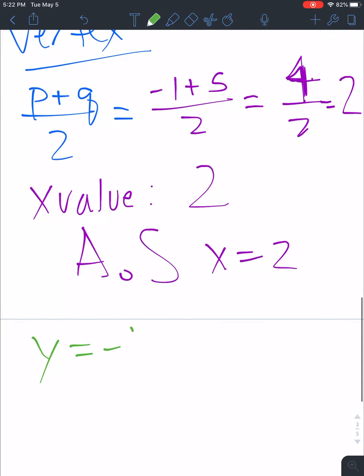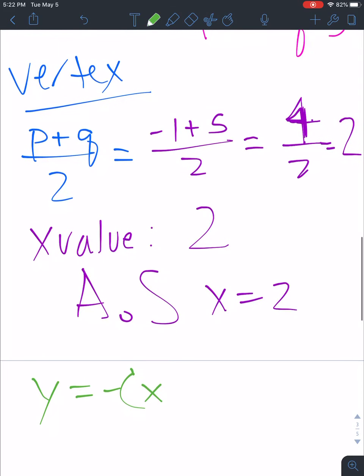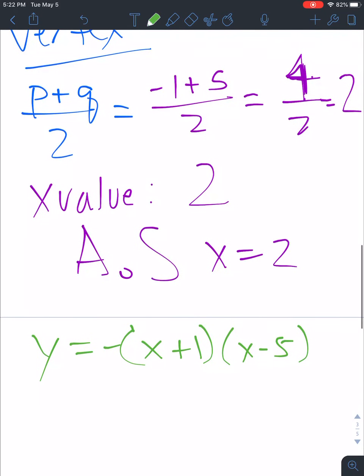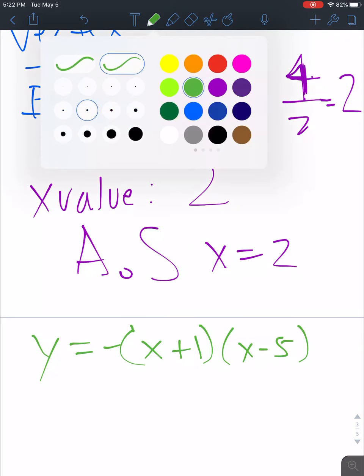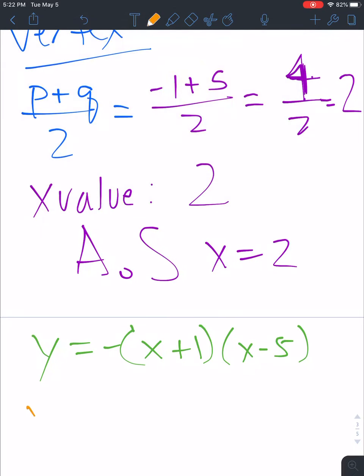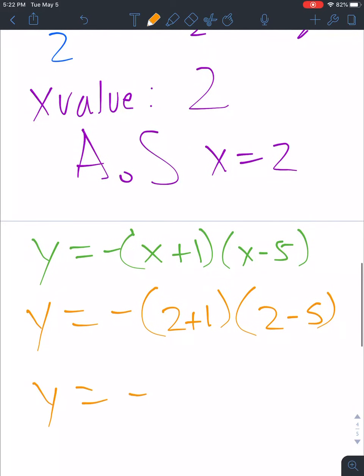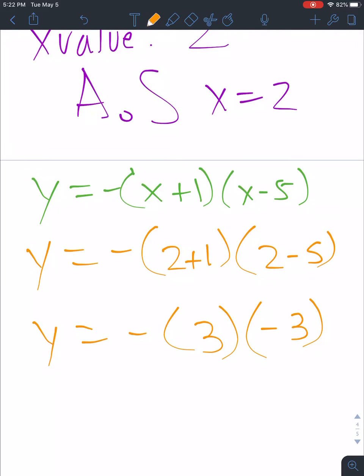So, since I know that my original equation was negative (x plus 1) times (x minus 5), well, my new x is 2, all right? So when we're plugging that in, I have negative, instead of x plus 1, I have 2 plus 1. So I have negative (2 plus 1) times (2 minus 5). All right, well, 2 plus 1 is 3, and 2 minus 5 is negative 3, all right?